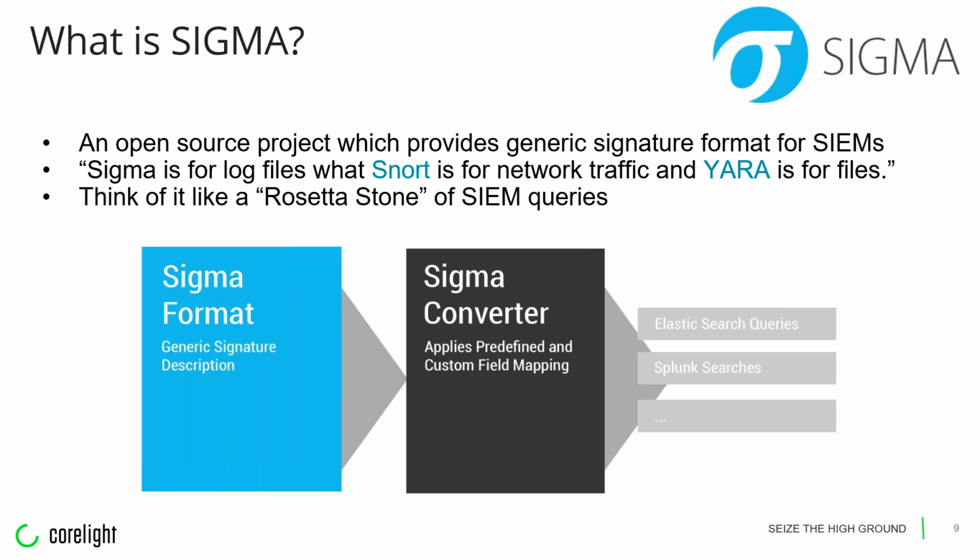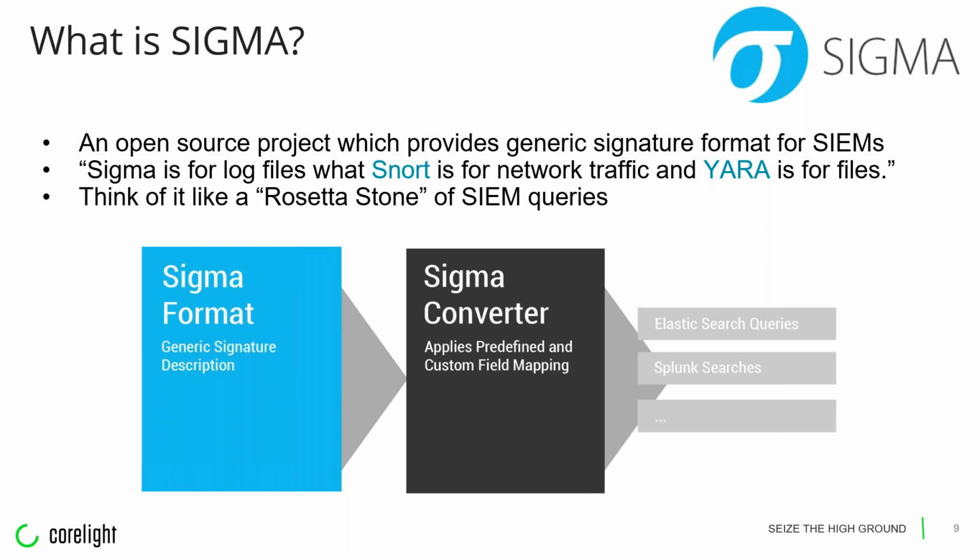If you haven't heard of it, Sigma is an open source project which provides a generic signature format for SIEMs. And one of their taglines is, it's like, for log files, what Snort is for network traffic and YARA is for files. I think I kind of like the description better of thinking of it like a Rosetta Stone of SIEM queries, right?